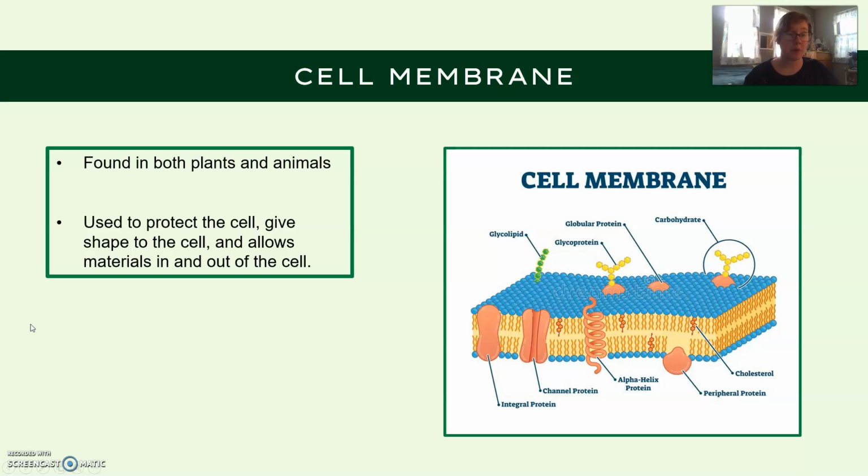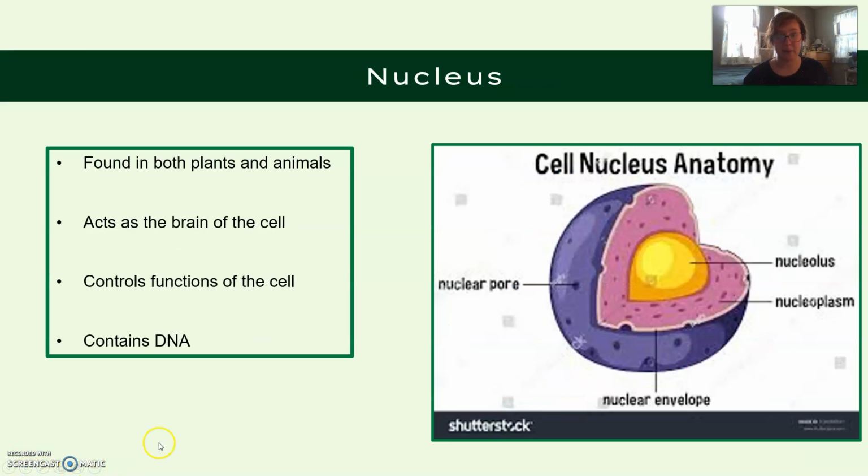The first one that's found in both plants and animals is going to be the cell membrane. Again, this is used to protect the cell. It gives shape to the cell and allows materials to enter in and out. As you can see, there are channels that certain proteins are allowed to enter or exit. That could be chemicals such as potassium or salt, and they enter and exit through these pores or channels, openings, I should maybe say, of the cell membrane. Again, found in both plants and animals.